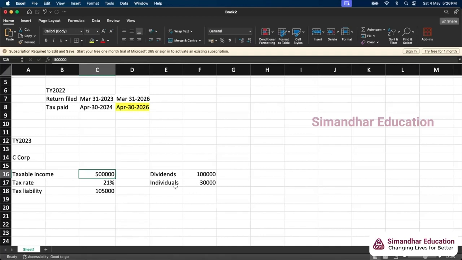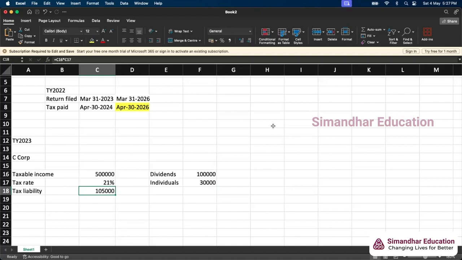Is there anything like a kind of credit that they can claim in their return for this double taxation in order to avoid it? No, unfortunately, they cannot. Just because the C corp is taxed differently at its entity level, while the individuals will be paying tax at their own level. So none of this credit can be claimed at the individual level. All of this 105,000 goes to the IRS, and then 30,000 goes to the IRS. That is why there's no credit that can be claimed by any of the individuals here.